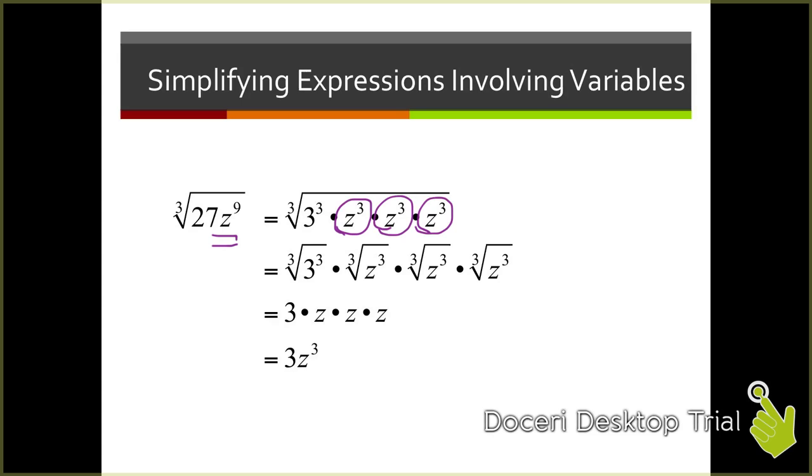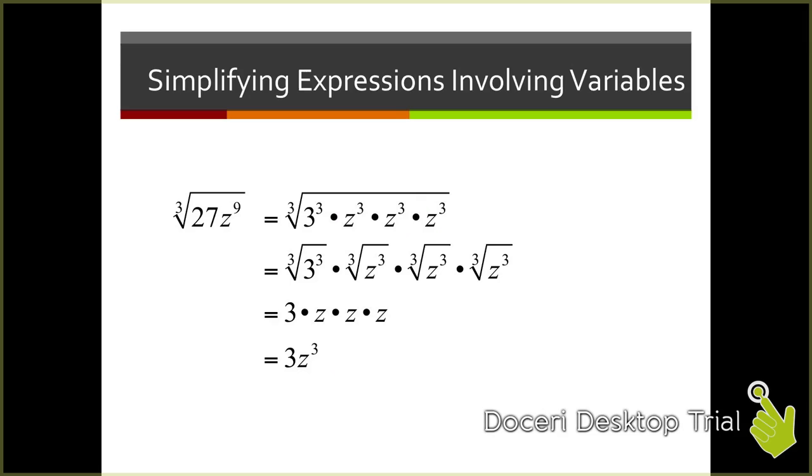So now if I use the property and break them all up and take the cube root of each factor separately, the cubed root of 3 cubed will give me 3. The cubed root of z cubed will give me z, and that happens 3 times. So now z times z times z ends up giving me that z cubed, and the 3 that I had here gives me that 3 out there.